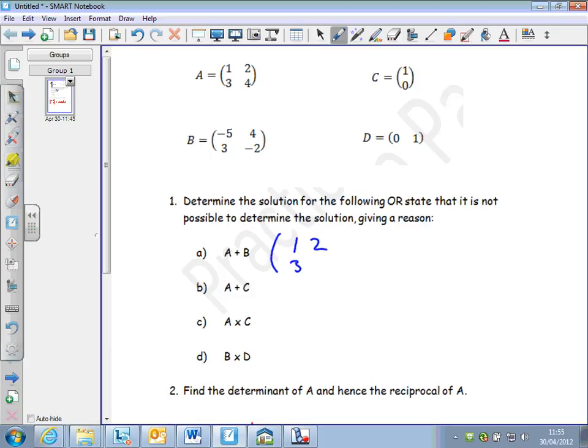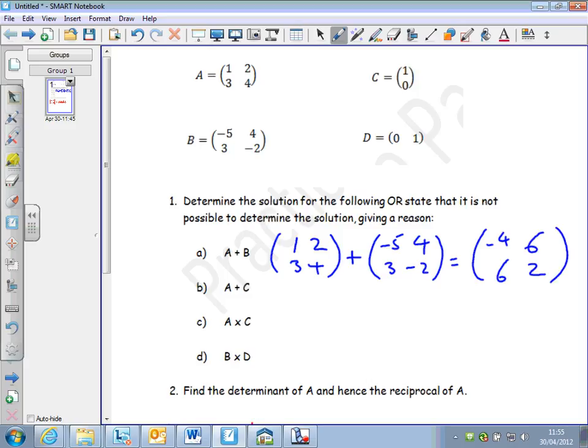In other words, we can say matrix 1, 2, 3, 4 plus matrix minus 5, 4, 3, minus 2 is, and the reason why we can only add them when they're identical is because we add corresponding elements. So we add the 1 to the minus 5. So 1 plus negative 5 is negative 4. 2 plus 4 is 6. 3 plus 3 is 6. And 4 plus negative 2 is 2.